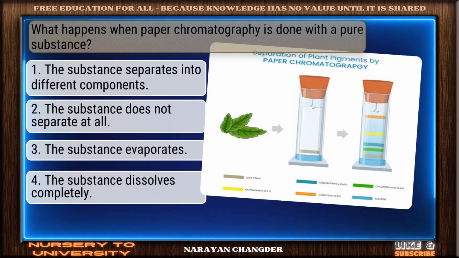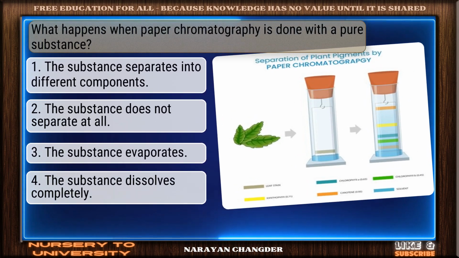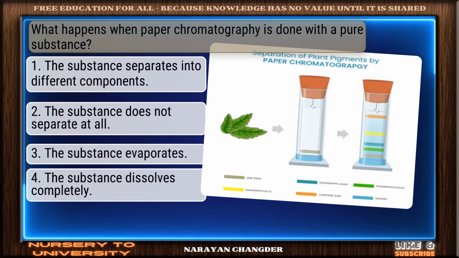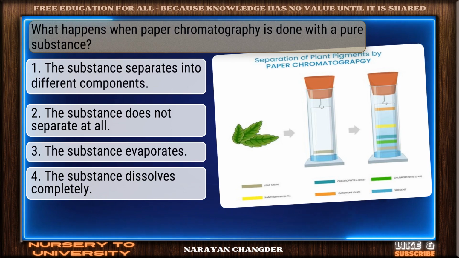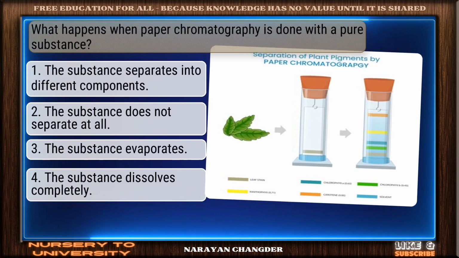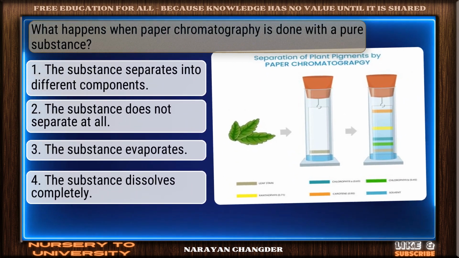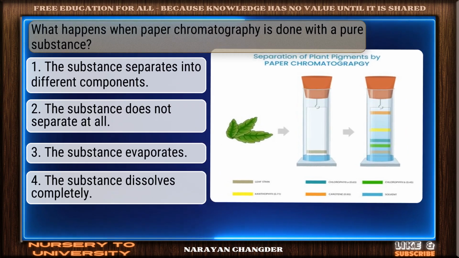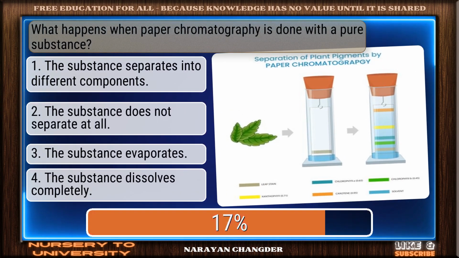Option 1, the substance separates into different components. Option 2, the substance does not separate at all. Option 3, the substance evaporates. Option 4, the substance dissolves completely.